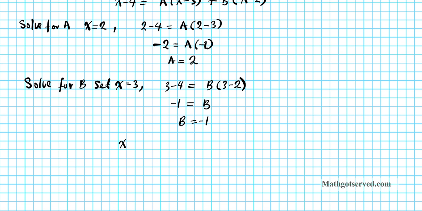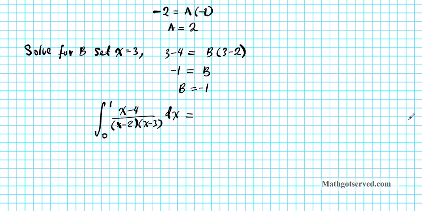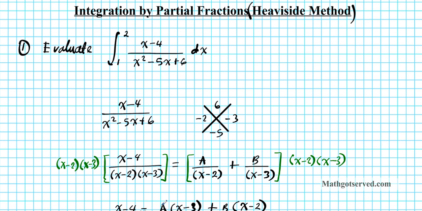So we have x minus 4 over x minus 2 times x minus 3. So the integral of that dx can be written using the decomposed form that we used with the cover-up Heaviside method. We're going from 0 to 1. Let me fix my limits. In the original problem, I meant to say from 0 to 1. Fix the limit. All right, so going from 0 to 1.